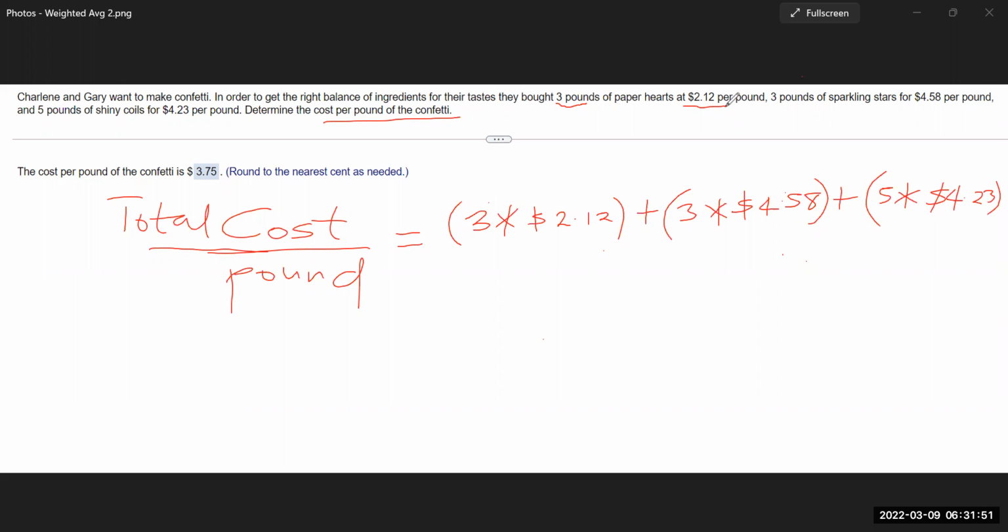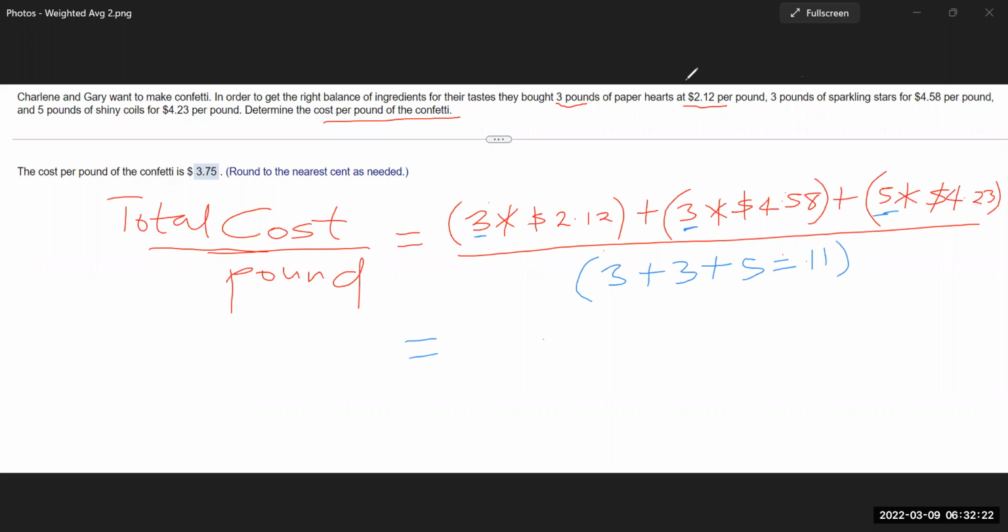Okay, and then we have to divide this by the total pounds. All right, so altogether, how many pounds did they buy? So we then have to focus on these. So then we have to divide by 3 plus 3 plus 5. Okay, and all these is equal to 11. So altogether that gives us 11.